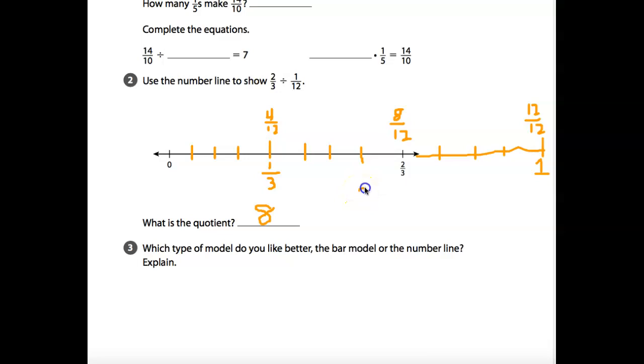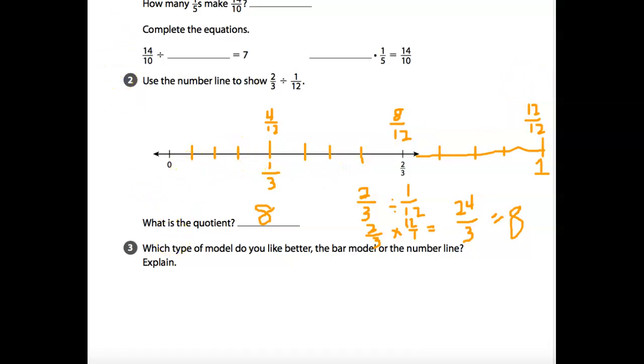We can show that here also: 2/3 divided by 1/12. So remember, we keep the first fraction, change division to multiplication, and flip 1/12 to 12 over 1. So we see that 2 times 12 is 24, and 3 times 1 is 3. We know this is a division problem. 24 divided by 3 equals 8. So you can see it as a division problem, and you can also see it modeled on the number line.